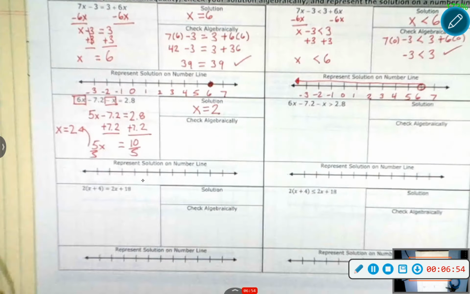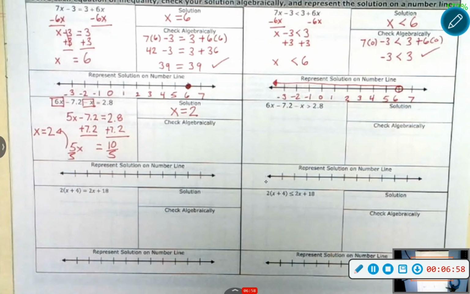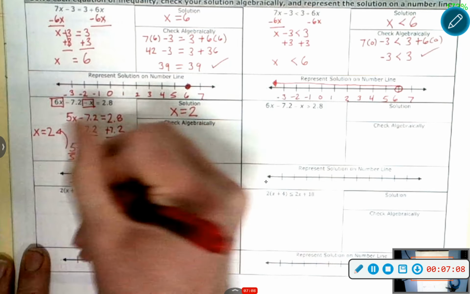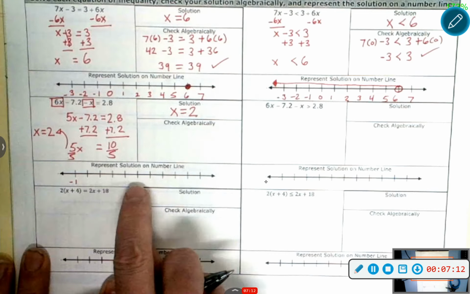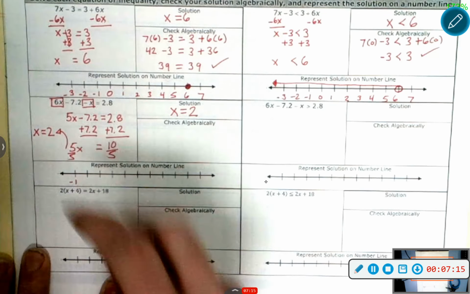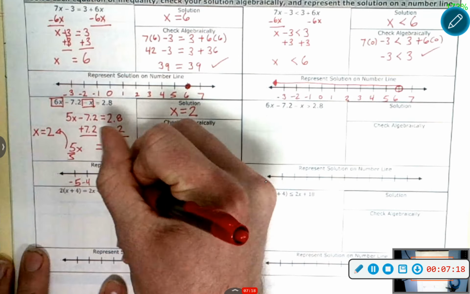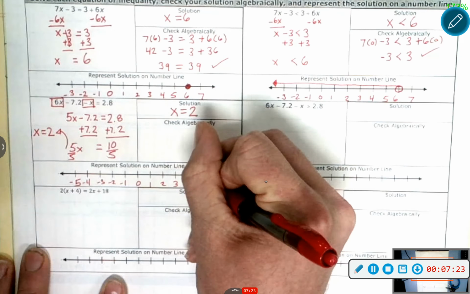You can check that algebraically the same way we did above by plugging in 2 for x to see if it creates a true statement. But again, I'm not going to go through that process only once. I'm going to label my number line. Negative 5, negative 4, negative 3, 2, 1, 0, 1, 2, 3, 4, 5.